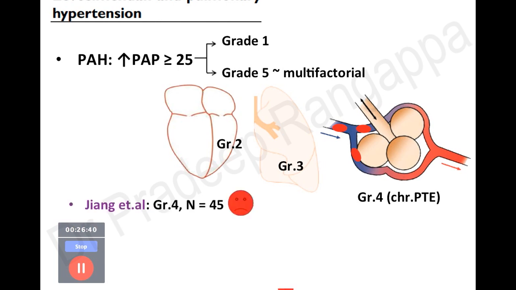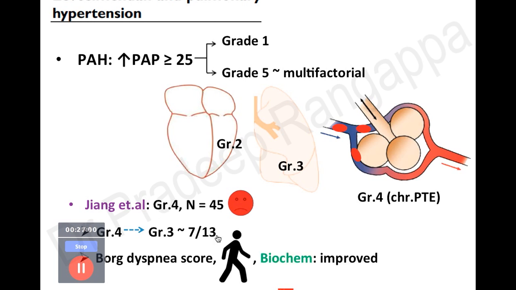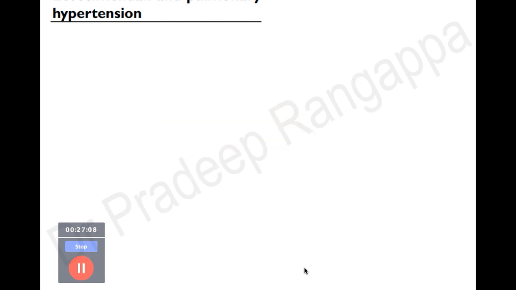So one of the earlier studies came from Jiang et al. from China, where they looked at patients with grade 4 pulmonary hypertension, which is due to chronic PTE, 45 patients, and they found that with the use of levosimendan, the patient's grade improved from grade 4 to grade 3 in 7 out of 13 patients. And they looked at the Borg dyspnea score that got better, the 6-minute walk test got better, and biochemical indices improved with the use of levosimendan.